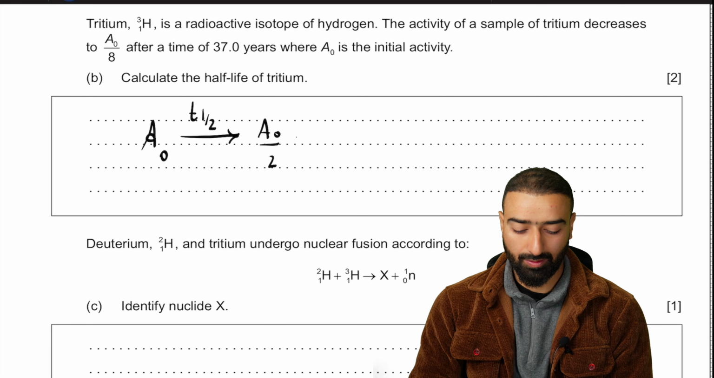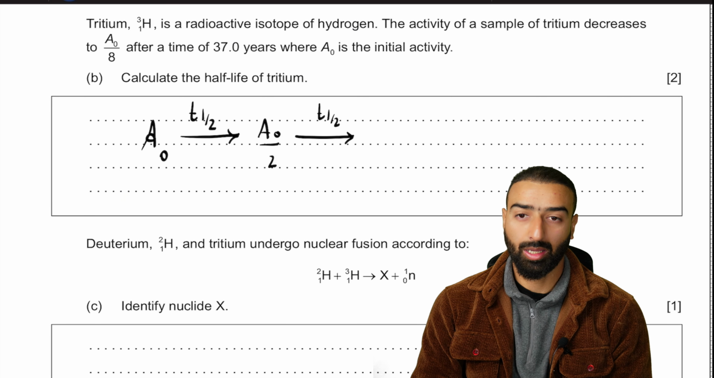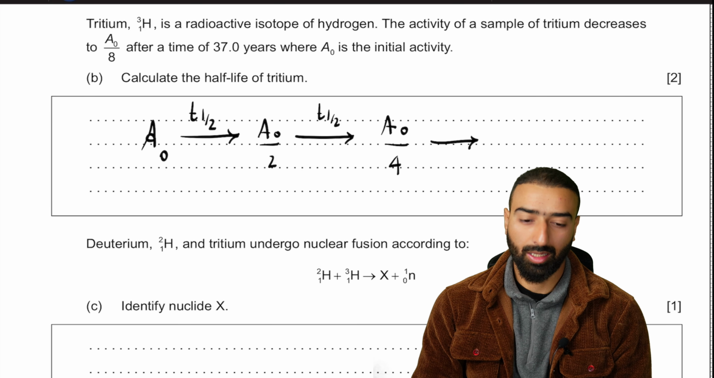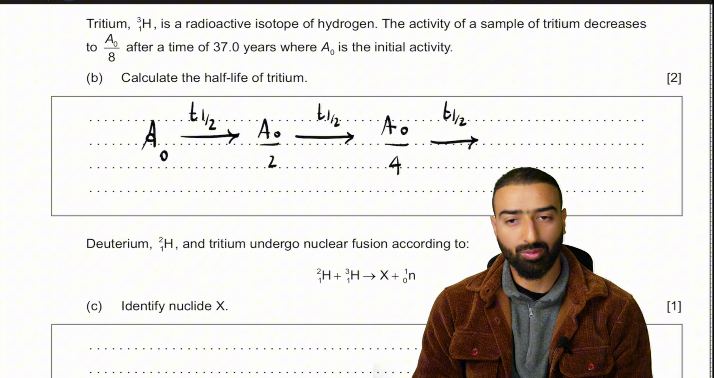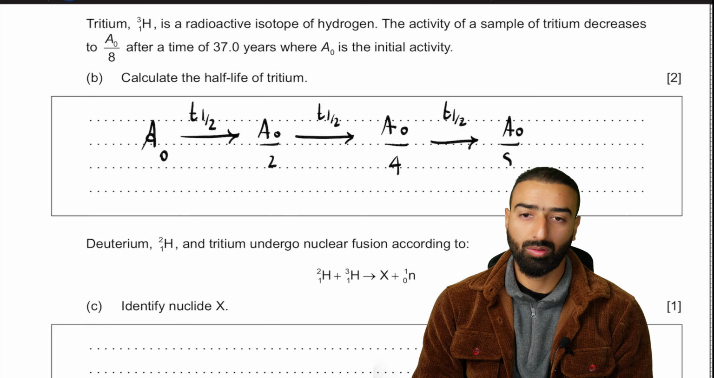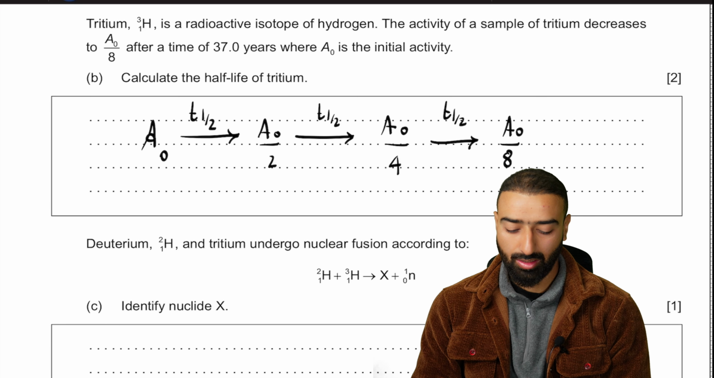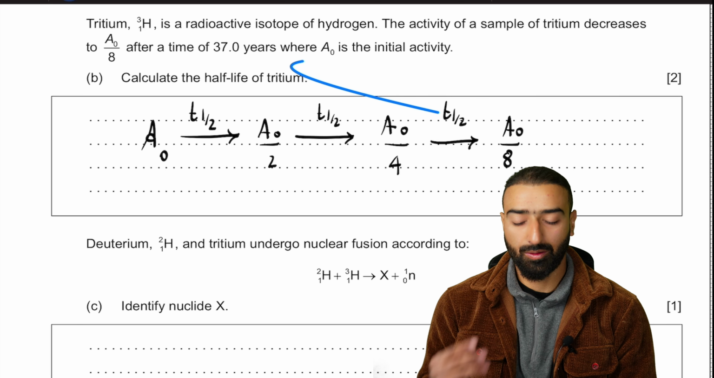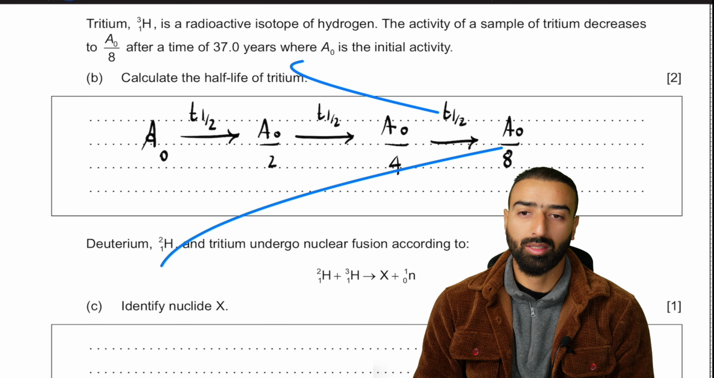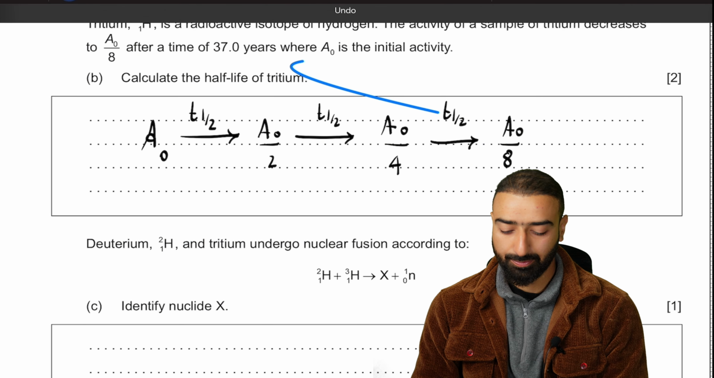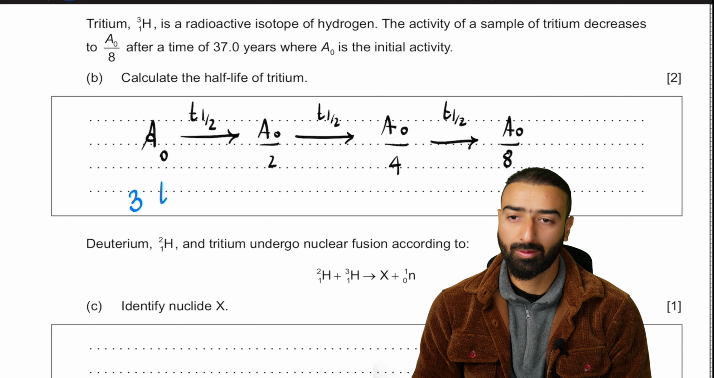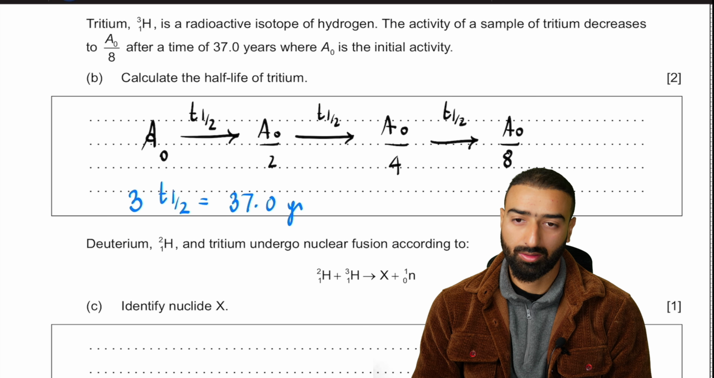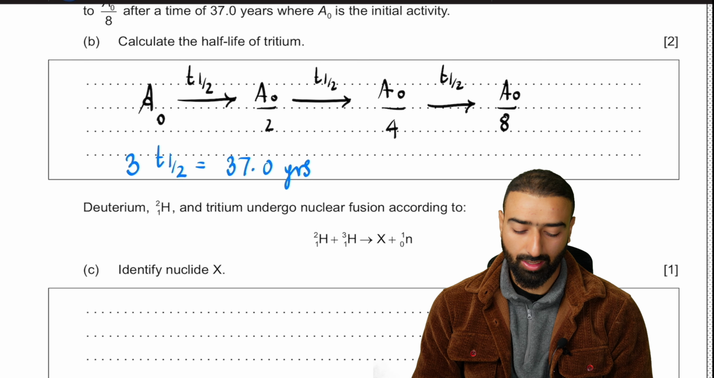In another half-life, the activity is going to reduce by half of the original amount. That will make it A0 over 4. In another half-life, the activity is going to further reduce by a half. That will make it A0 over 8. So if we look here, it took 1, 2, 3 half-lives to go from A0 to A0 over 8. That means 3 half-lives must equal 37.0 years.